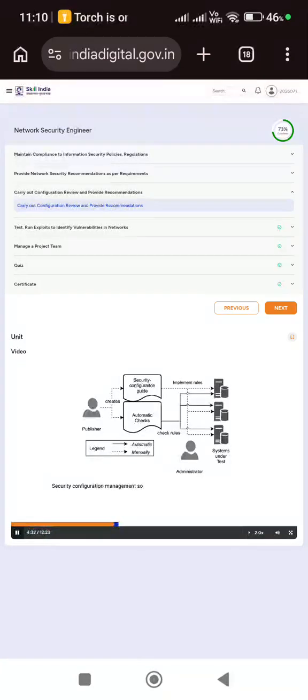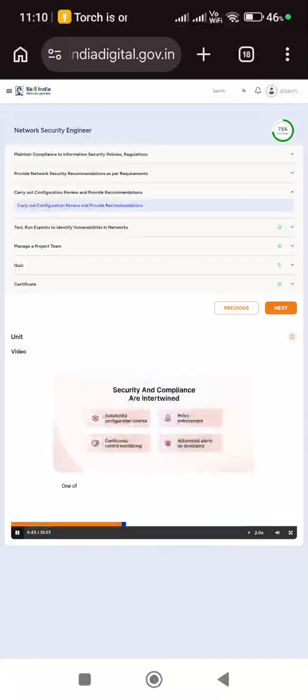Security configuration management solutions help organizations automate and enforce security configurations across IT environments. These solutions continuously monitor and remediate configuration drift, ensuring compliance with security policies. One of the most widely used solutions is Microsoft Group Policy, which enables centralized management of security configurations across Windows-based environments. It allows IT administrators to enforce password policies, restrict software execution, and configure firewall settings.